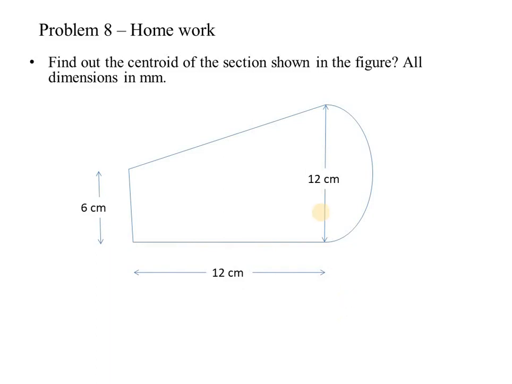So this is another homework for you. This is also a simple figure. Here we can convert this figure into elementary sections. We can draw a line here up to here so that it will be converted into a triangular portion here and a rectangular portion at the bottom, and this will be a semicircular portion. So consider axis here, then find out the x bar and y bar distances. Okay, so thank you.